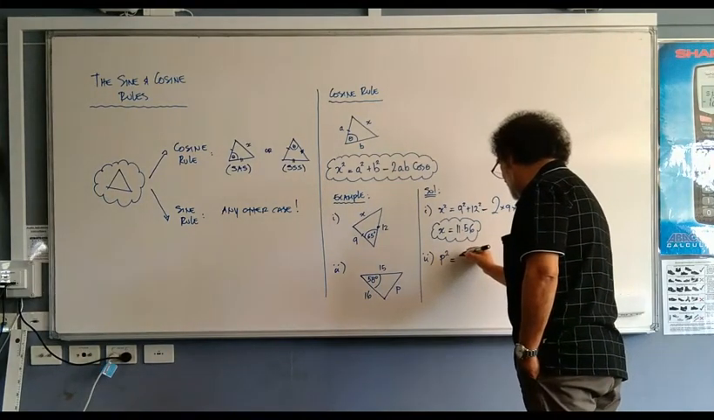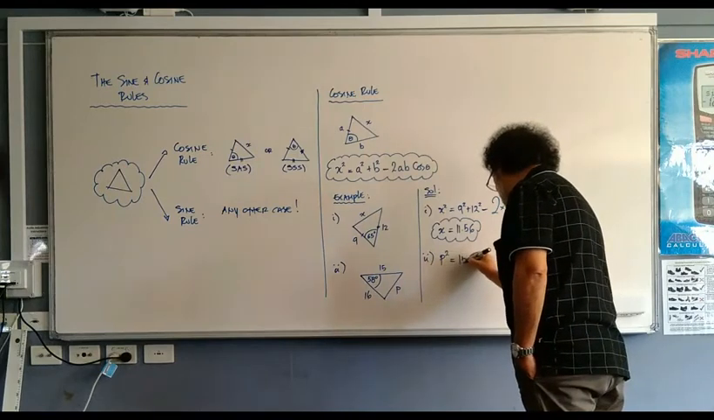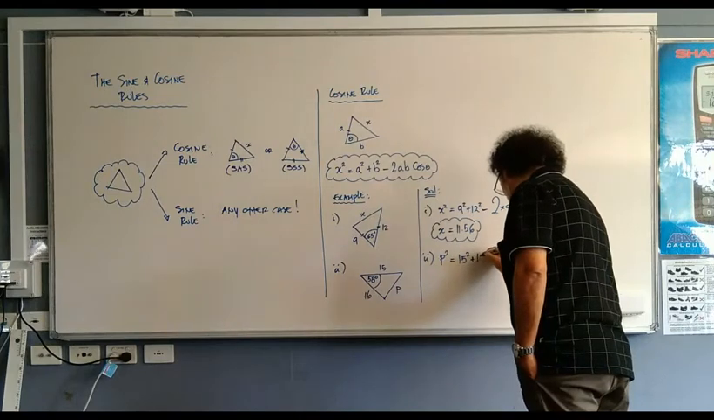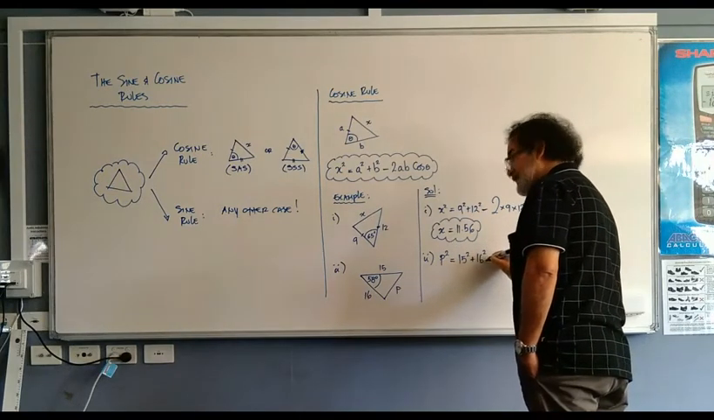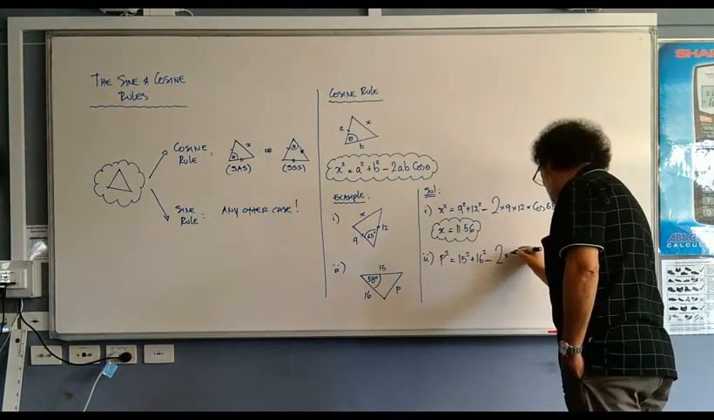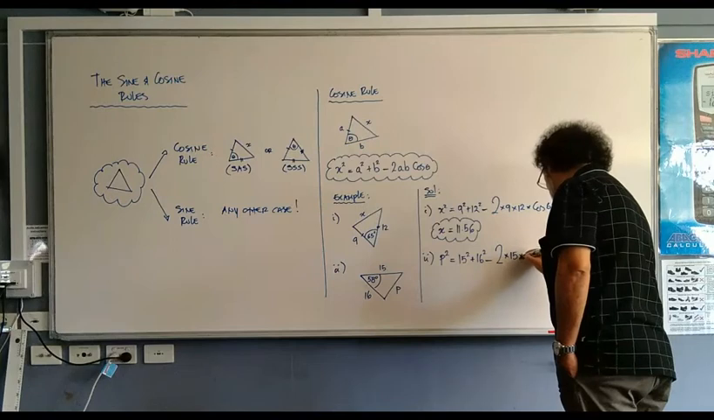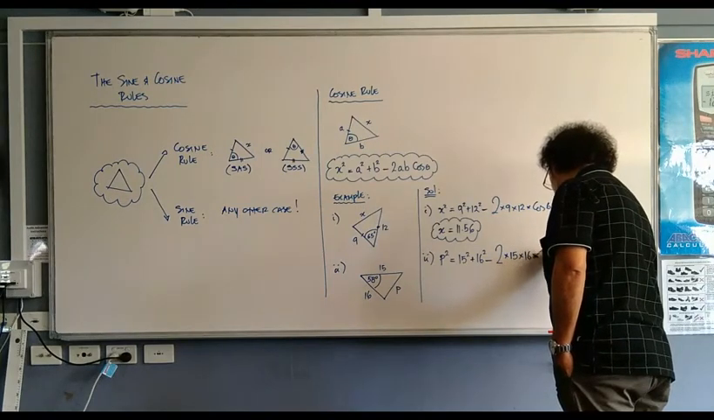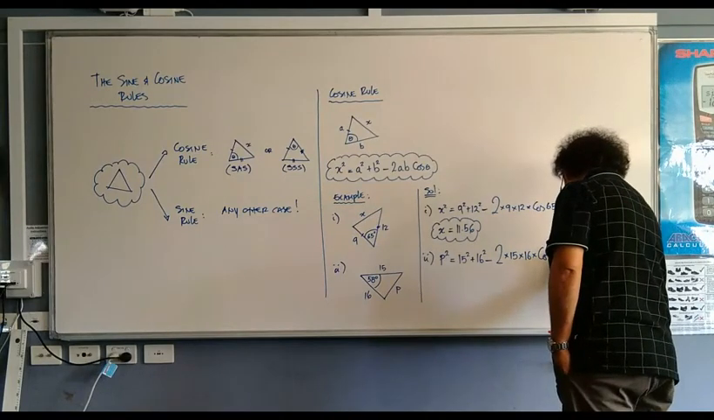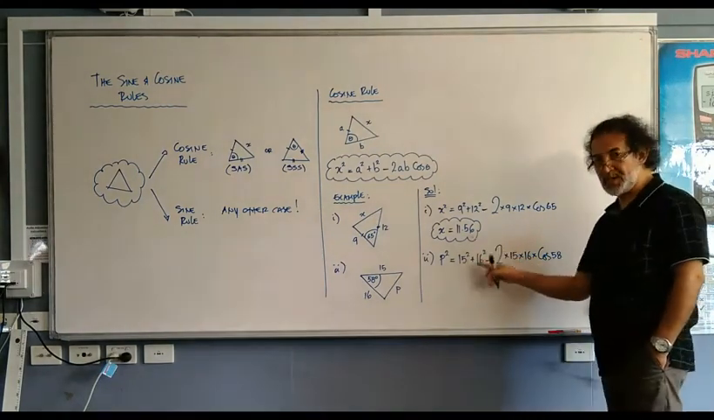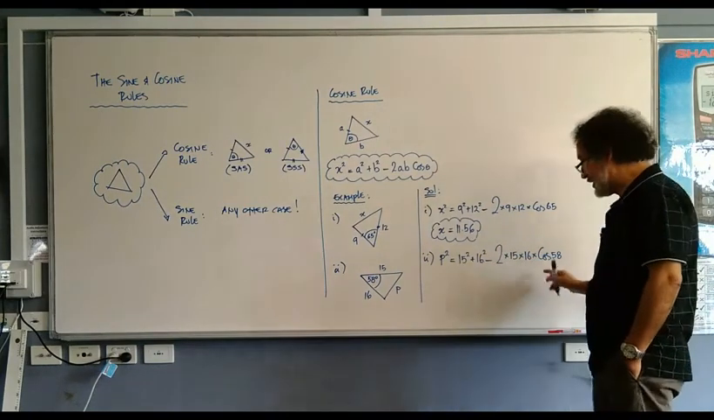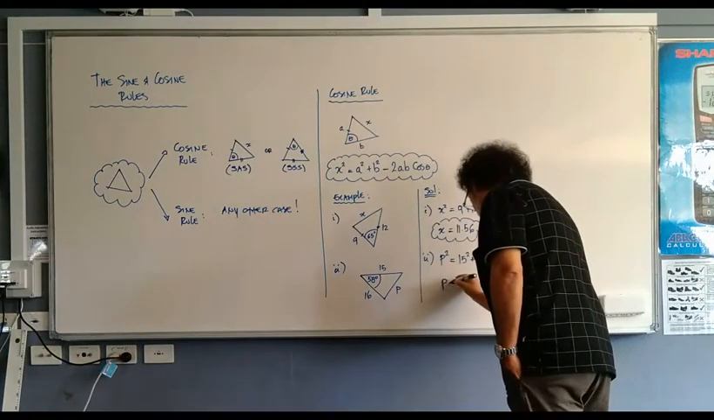So we're going to go 15 squared plus 16 squared, minus 2, big 2, times 15 times 16 times cos 58. Very good. Okay. All right, so 15 squared plus 16 squared minus 2 times 15 times 16 times cos 58. So you put that in your calculator.